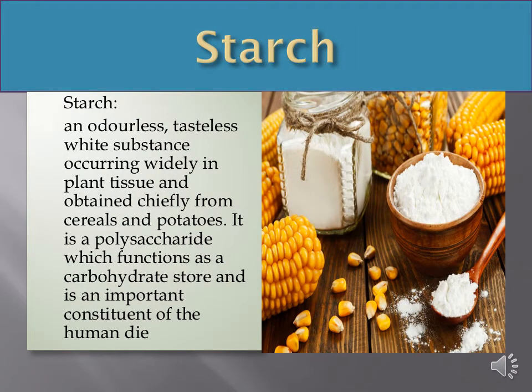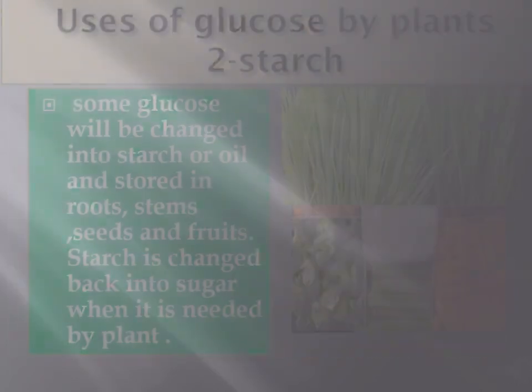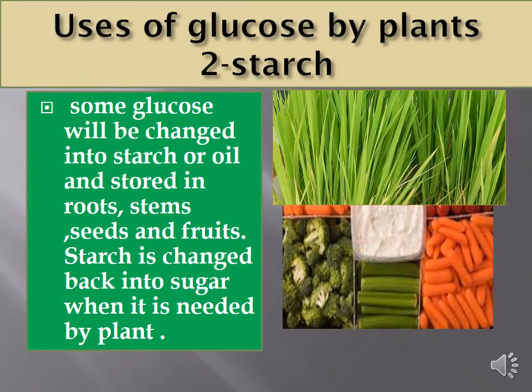Starch is an odorless, tasteless white substance occurring widely in plant tissue and obtained chiefly from cereals and potatoes. It is a polysaccharide which functions as a carbohydrate store and is an important constituent of the human diet. Some glucose will be changed into starch or oil and stored in roots, stems, seeds and fruits. Starch is changed back into sugar when it is needed by the plant.